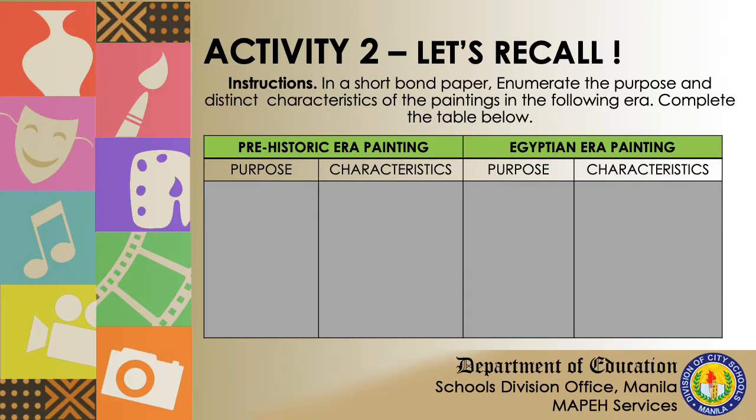For our second activity, let's recall. In a short bond paper, enumerate the purpose and distinct characteristic of the paintings in the following era. I want you to complete the table below. And a reminder that all of the activities will be placed in your art portfolio.